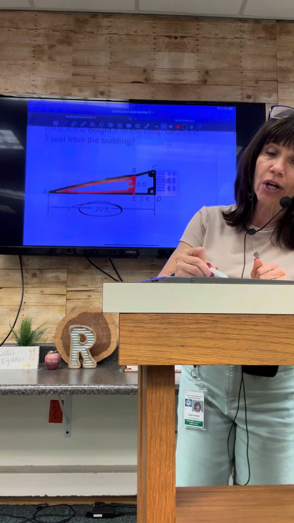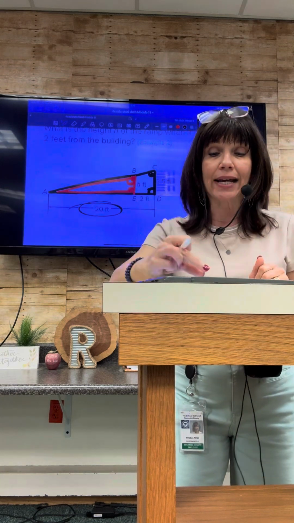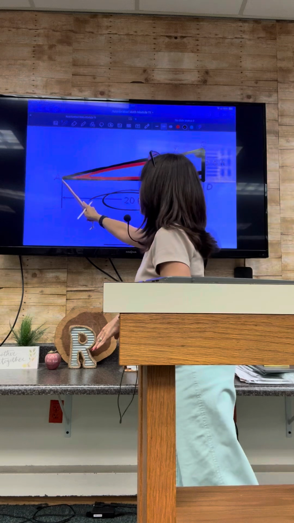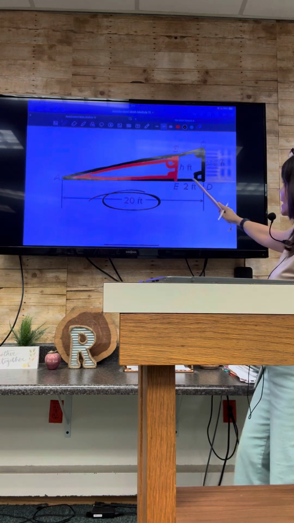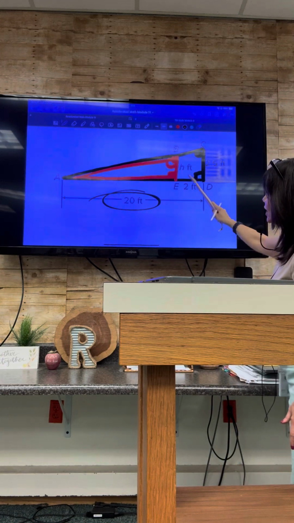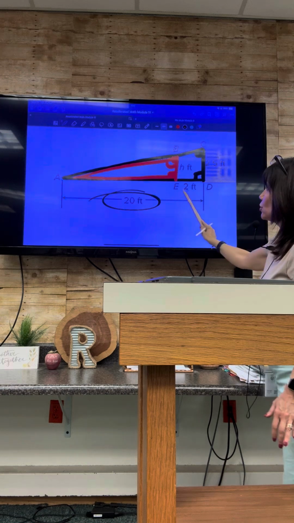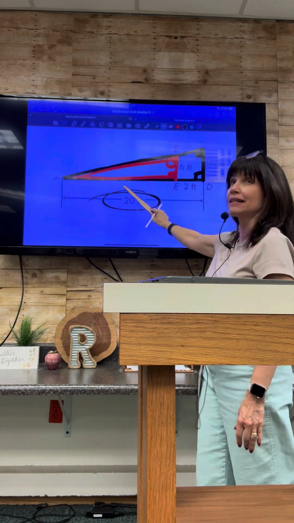All right, so we know that the base of the black triangle is how long, guys? 20 feet. Do we also know the base of the red triangle? And here's where it might get only slightly tricky. If this whole base is 20 feet and this little measurement here is 2, what can I do with the 20 and the 2 to find this number? Subtract. I can subtract.